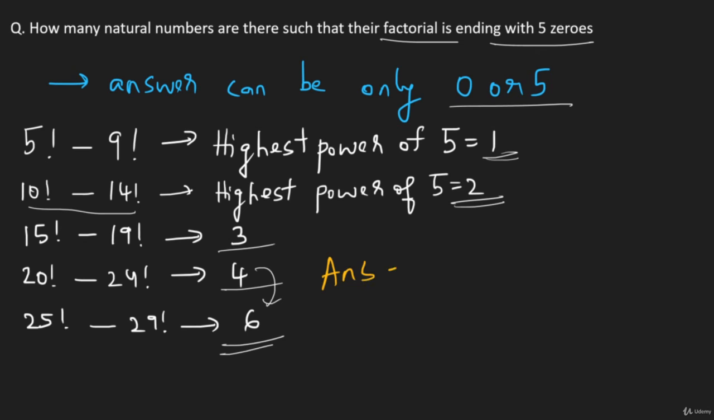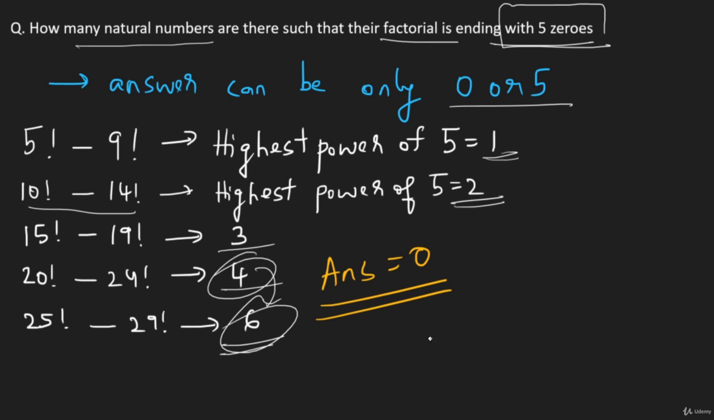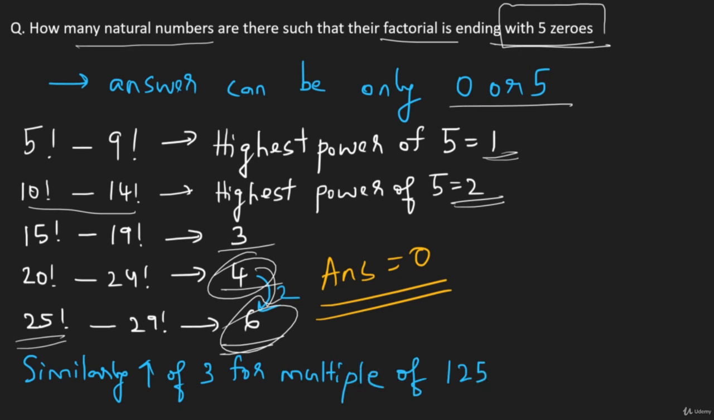So the answer over here is 0. There is no natural number. If you take the factorial of that number, you get 5 zeros at the end. There is no such number. Either it will be 4 zeros or 6 zeros. And there is a jump of 2 over here because we have 25 factorial over here. You can note that similarly, when you get to 125 factorial, there will be a jump of 3 zeros, right? If you compare 124 factorial and 125 factorial, there will be an increase of 3 zeros.